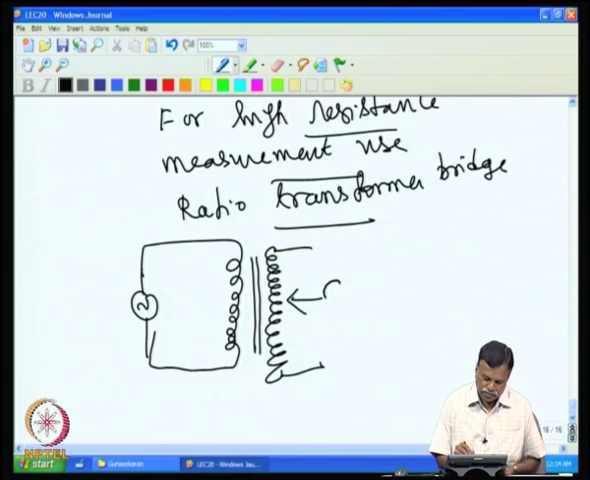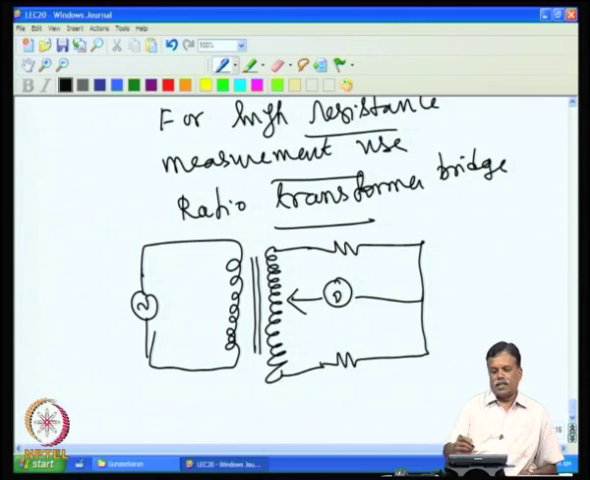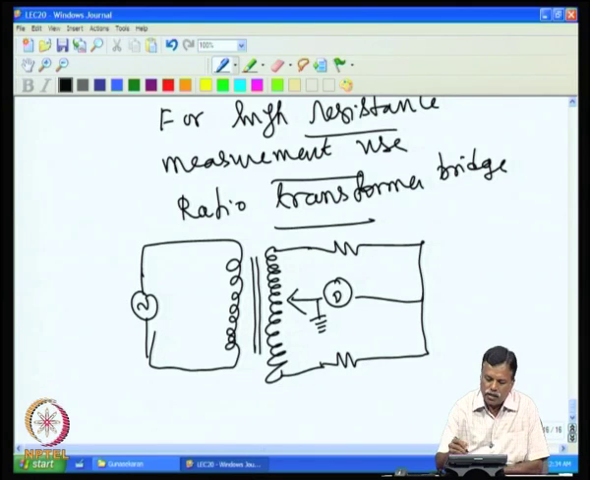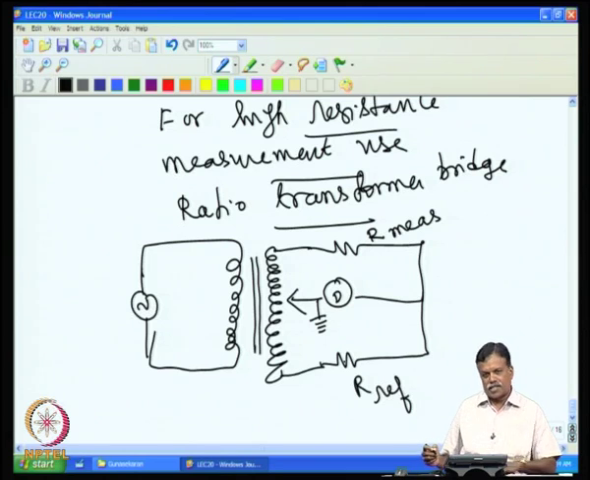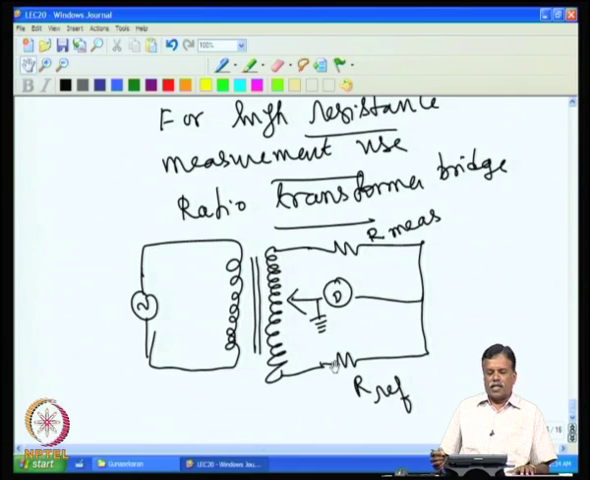Then, for example, I put a detector here, then I put one resistance, then another resistance here, and then I connect this to ground. This is the ratio transformer bridge. This is the resistance R measured, which is to be measured, and this is R reference. This is a fixed reference resistance that is to be fitted here, and this is the resistance to be measured, that is to be connected here. So, we have to measure the resistance R accurately using this, and this technique is very popular, and it measures high resistance also accurately.